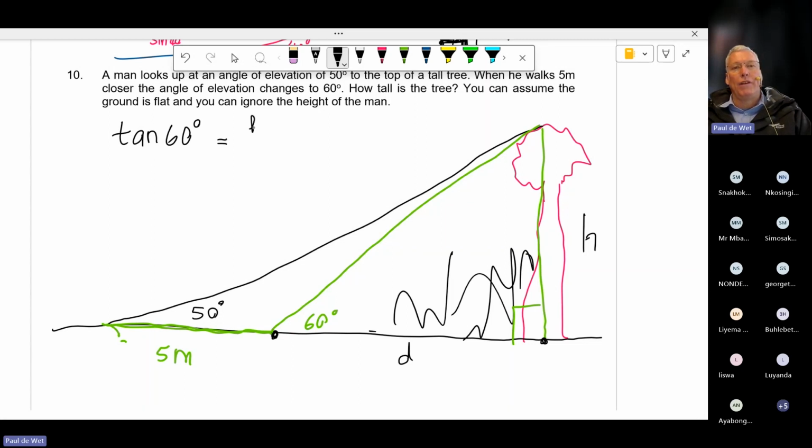Now, we can't solve this yet because there are two variables. But what do I know about tan of 50? Guys, tan of 50, and I'm looking at the big triangle now, tan of 50 is going to be h over, what's the adjacent? What's this total distance here? It's d plus 5.